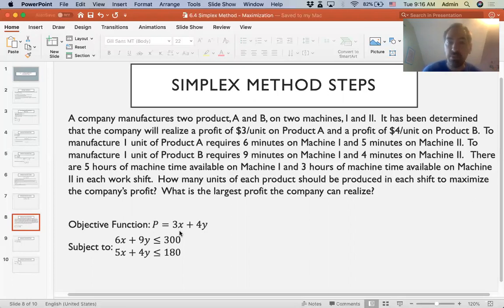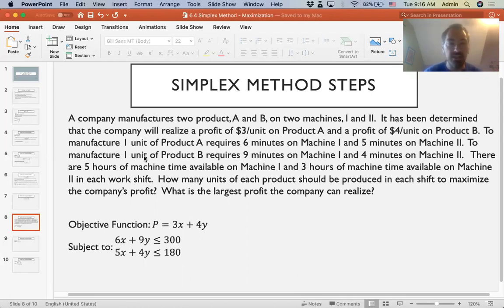If we let X be the number of units of product A and Y be the number of units of product B, then our profit function is 3 times X plus 4 times Y. Okay, now for the constraints. Our first constraint is going to be the time available on machine 1, and the second inequality will be the time available on machine 2.